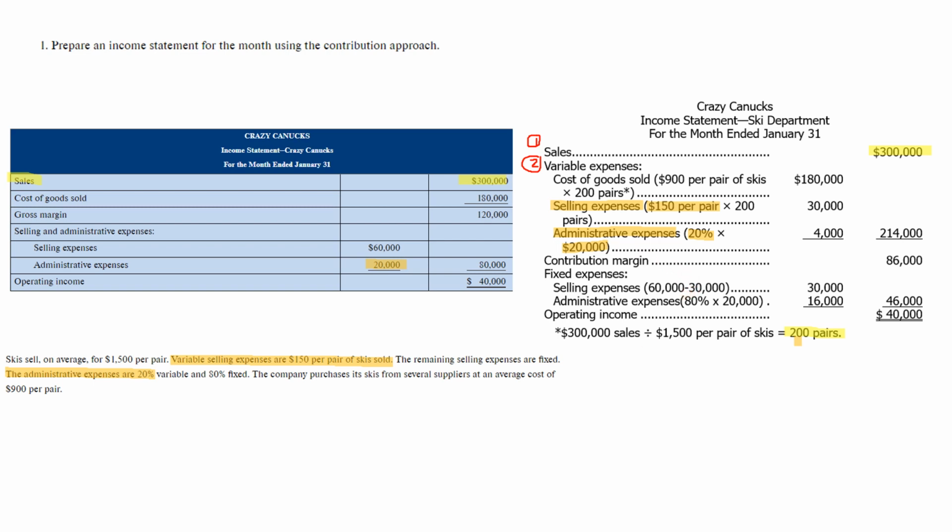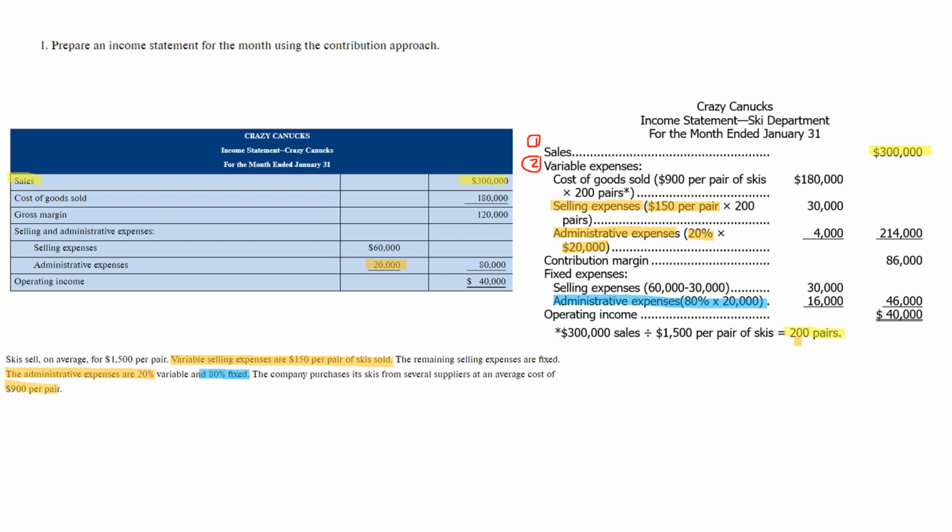So you'll see that I'm going to highlight this in purple. So the rest of our administrative expenses, the 80% times $20,000, the remaining $16,000, is sitting down in our fixed expenses. So that takes care of that. That's a little hard to see actually. Let's go with a lighter color maybe. So we're going to go with this blue. So 80% is fixed. Same over here. So this has been done. The company purchases its skis from several suppliers at an average cost of $900 per pair.